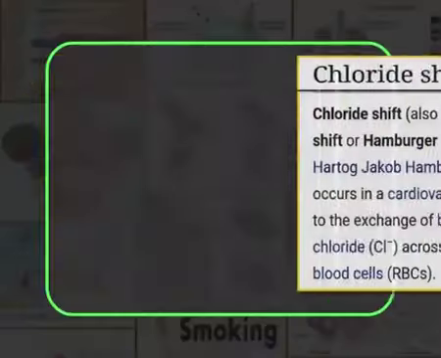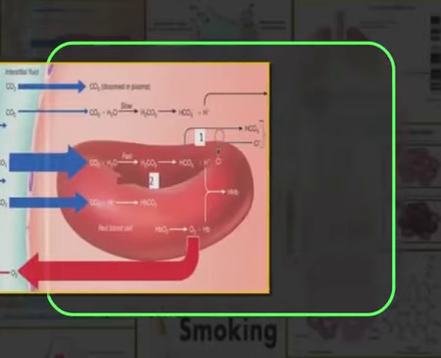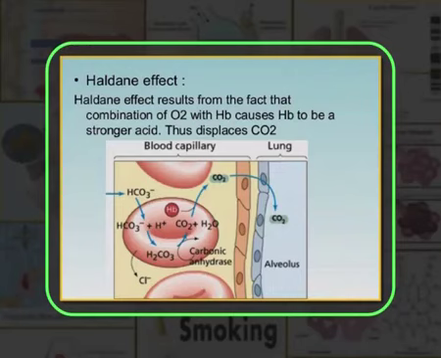Now, the chloride shift, also known as the Hamburger shift or Hamburger phenomenon. It is a process which occurs in the cardiovascular system and refers to the exchange of bicarbonates and chloride across the membrane of red blood cells. Now, the Haldane effect. The Haldane effect results from the fact that combination of oxygen with hemoglobin causes hemoglobin to be a stronger acid, thus displacing carbon dioxide.